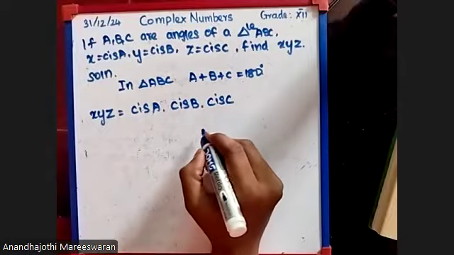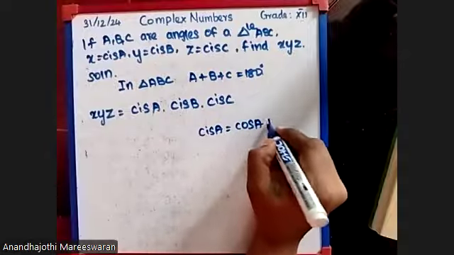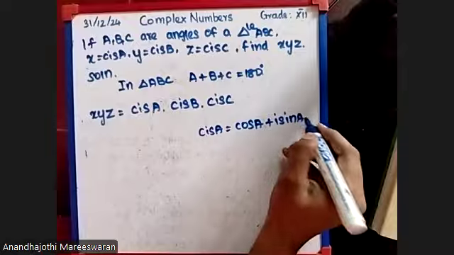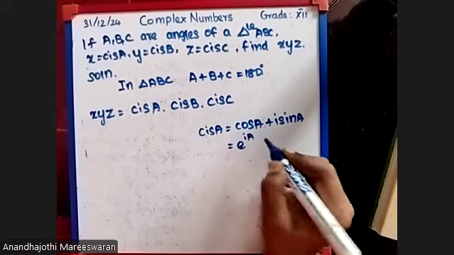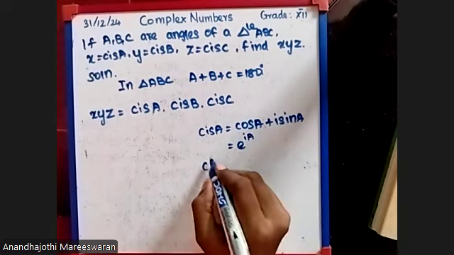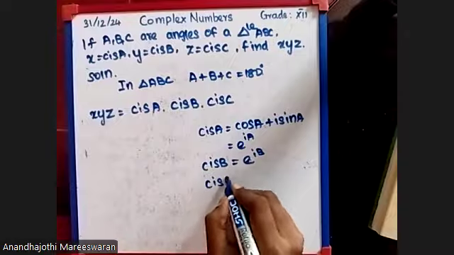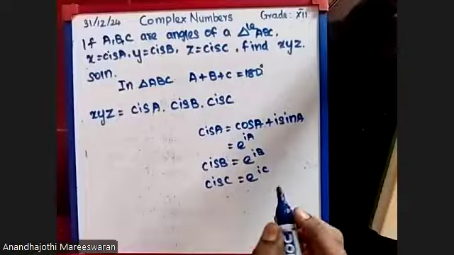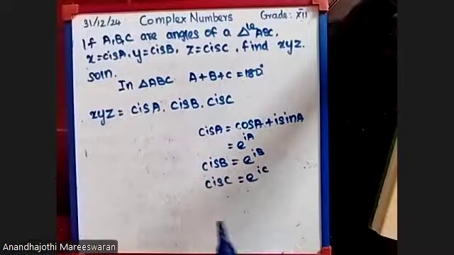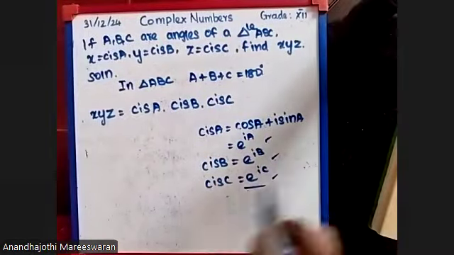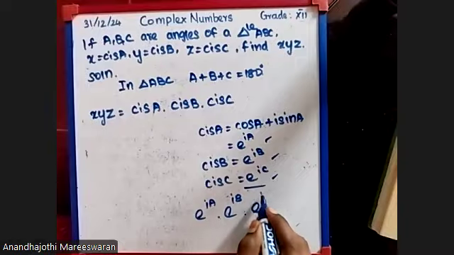So what is cis A? Cis A is nothing but cos A plus I sin A. We can also write this in exponential form as e power IA. Then cis B will be e power IB, and cis C will be e power IC. What are we going to do here? We are going to multiply these, so e power IA multiplied by e power IB multiplied by e power IC.